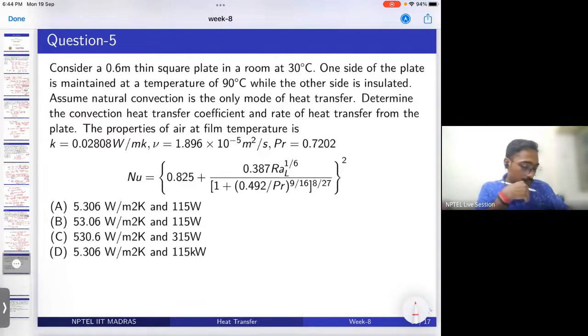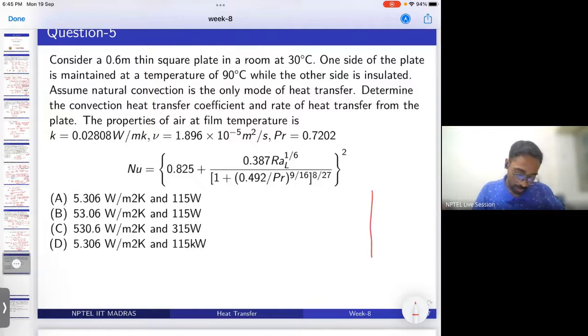So it's a consider a 0.6 meter thin square plate in a room of 30 degrees Celsius. Okay, this is from the natural convection part. One side of the plate is maintained at a temperature of 90 degrees Celsius, while the other side is insulated. Assume natural convection is the only mode of heat transfer. Determine the convection heat transfer coefficient and the rate of heat transfer from the plate. Okay.